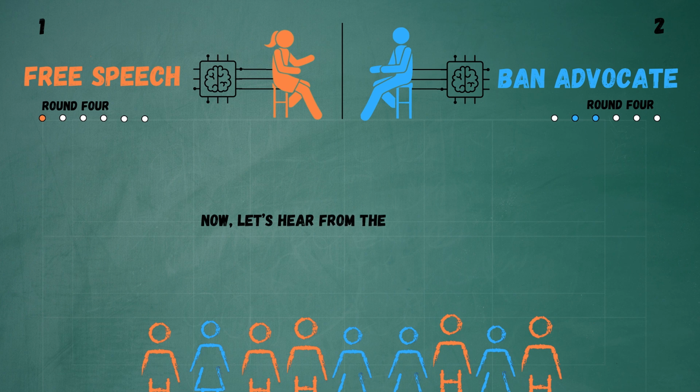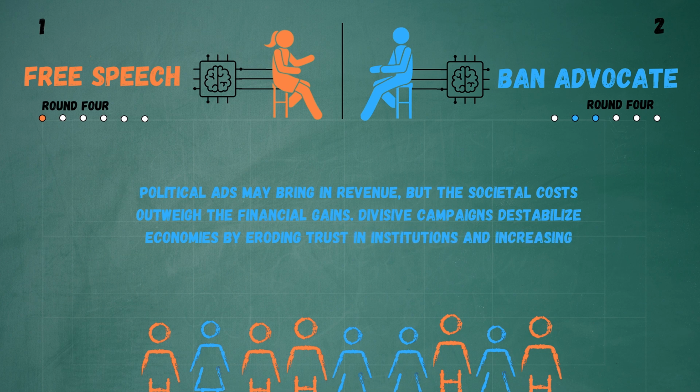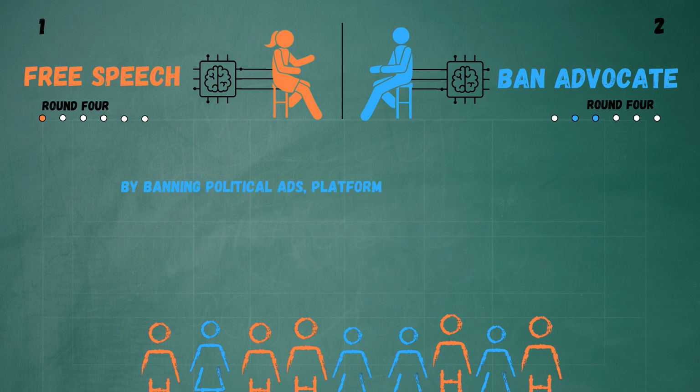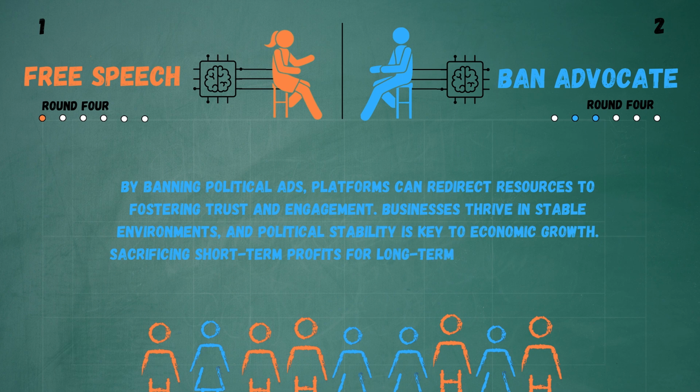Now let's hear from the ban advocate. Political ads may bring in revenue, but the societal costs outweigh the financial gains. Divisive campaigns destabilize economies by eroding trust in institutions and increasing polarization. These ripple effects harm businesses and communities alike. By banning political ads, platforms can redirect resources to fostering trust and engagement. Businesses thrive in stable environments, and political stability is key to economic growth. Sacrificing short-term profits for long-term societal benefits is a sound investment.